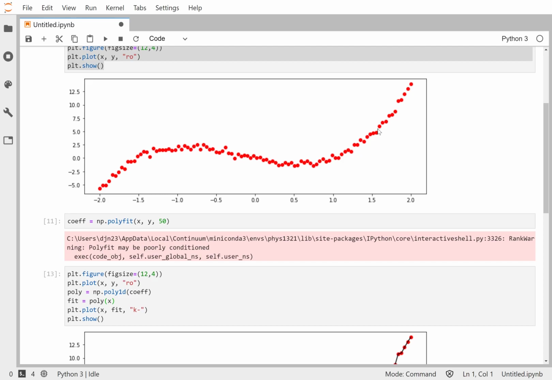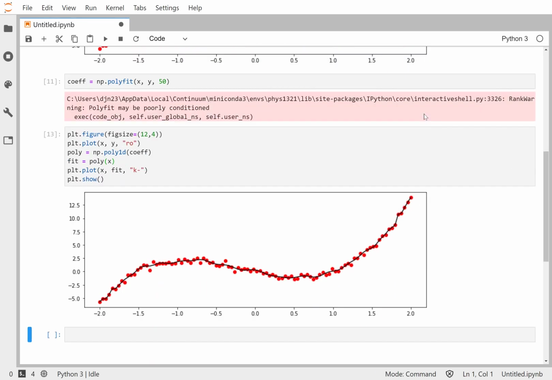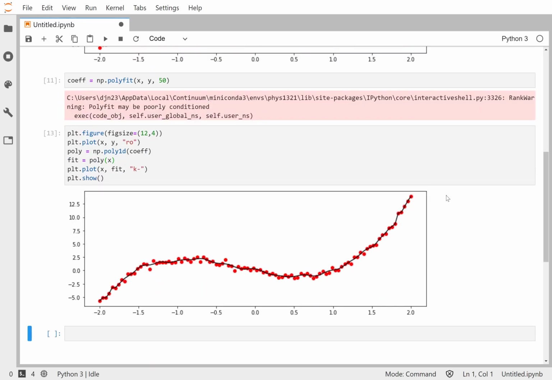On the other hand, if your model only uses a few parameters, then it's more likely to be a good model where those parameters actually have some kind of physical meaning. So be careful about going too high order with your fits. You want to go as low order as still fits the data.